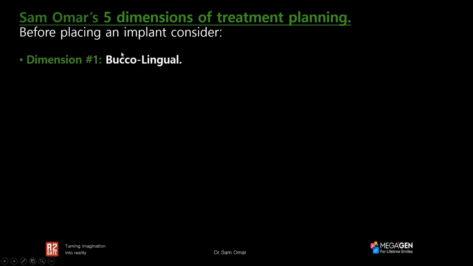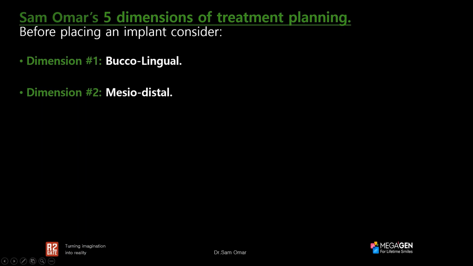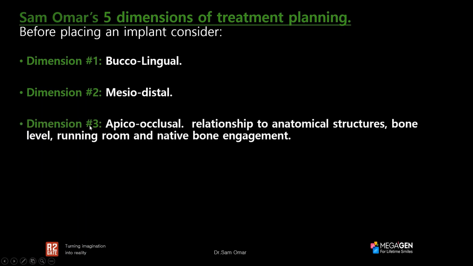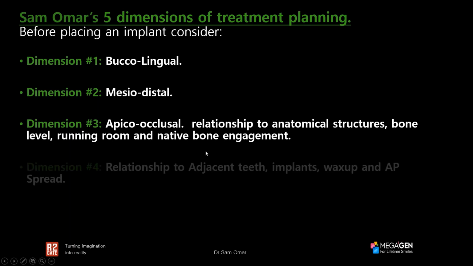We spoke about dimension number 1, which is Bucco-Lingual. We spoke about dimension number 2, Mesio-distal. We also spoke about dimension number 3, which is Apico-occlusal. And underneath Apico-occlusal, there's the relationship of important anatomical structures, bone level, running room, and native bone engagement.